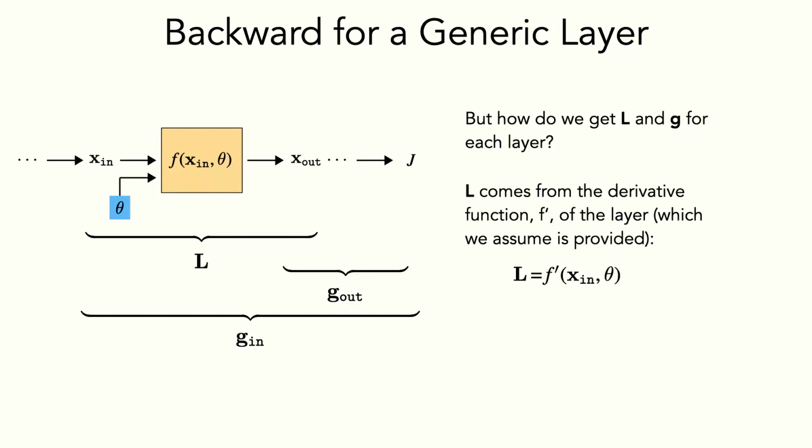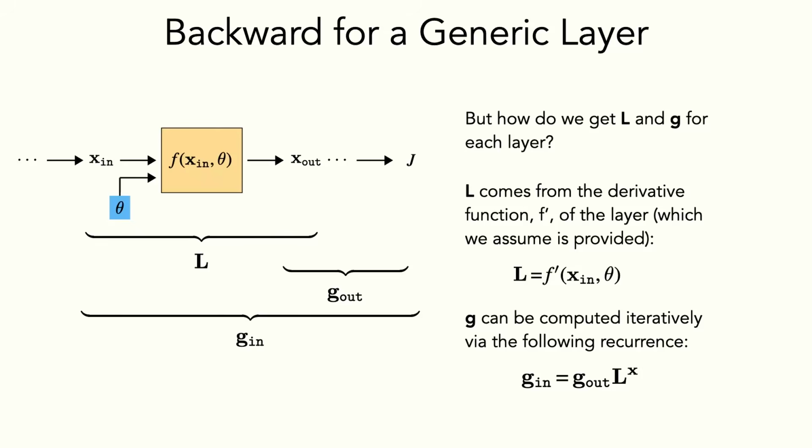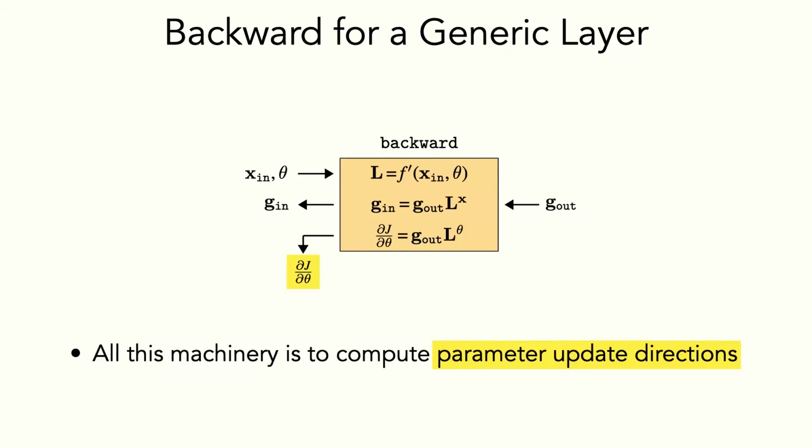L comes from the derivative function of the layer, which we assume is provided, right? We assume for any given layer that it is differentiable and that we have a function that lets us take that derivative. And then G is something that can be computed iteratively via recurrence, right? The input gradient will always be equal to the output gradient times that L for that layer. So this is essentially the backpropagation of the error signal back through the model. And then all of this machinery is used to compute parameter update directions, right? So which way do we need to go?